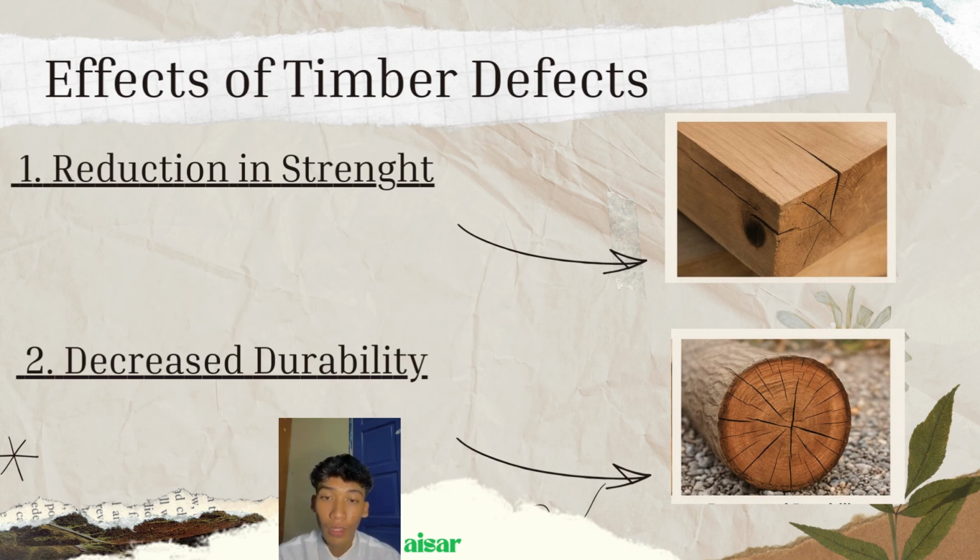Firstly, timber defects cause a reduction in strength. Issues such as knots, cracks, warping, and twisting weaken the structural integrity of the timber. This makes it less suitable for load-bearing or structural applications. Next is decreased durability. Timber with defects becomes more vulnerable to decay and deterioration over time. When exposed to fungi, insects, or moisture, this timber deteriorates faster compared to defect-free wood.